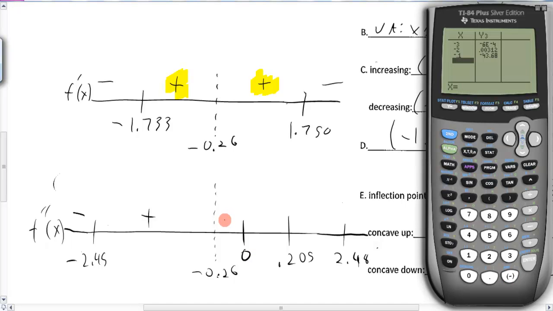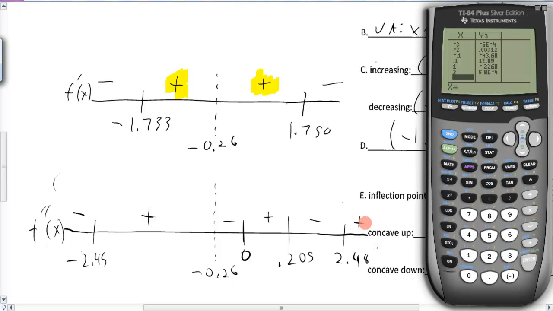And that's another negative. Now I need something between 0 and 0.2. So how about positive 0.1? And that's a positive right there. Now something between 0.2 and 2, so if we did a 1, that'd be a negative. And last but not least, something outside of 2, so if we try 3, that would be a positive.